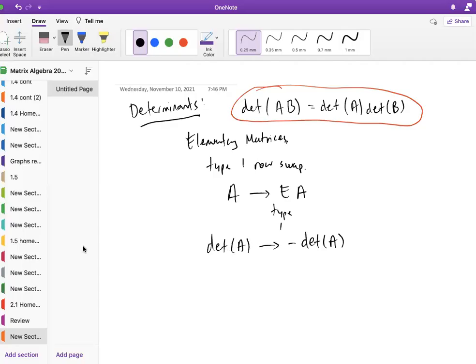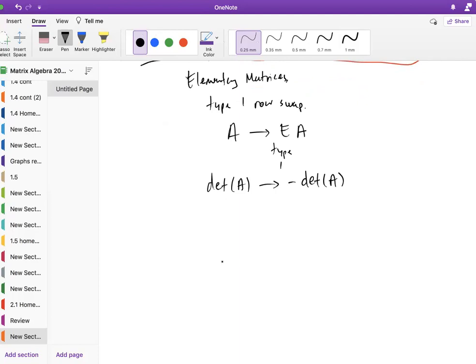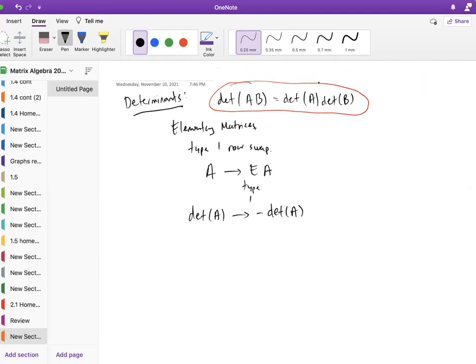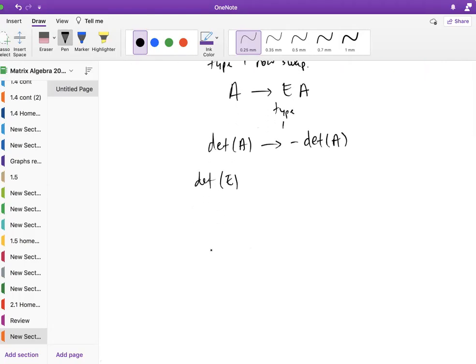Okay, so what we're going to do is to show that the determinant of the product is the product of determinants. We've kind of already talked about this when thinking about elementary matrices. We saw that doing a type 1 matrix negates the determinant. So to see how this plays a role in this fact, let's think about what the determinant of a type 1 elementary matrix is.